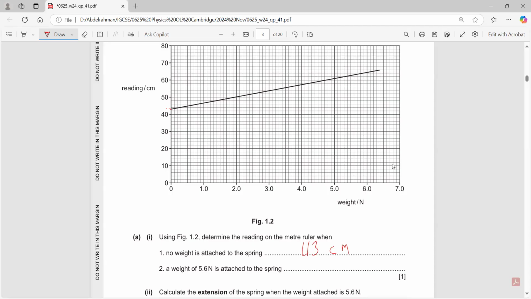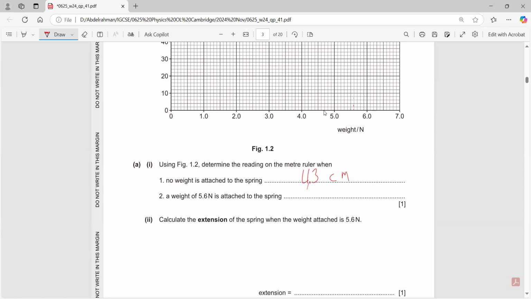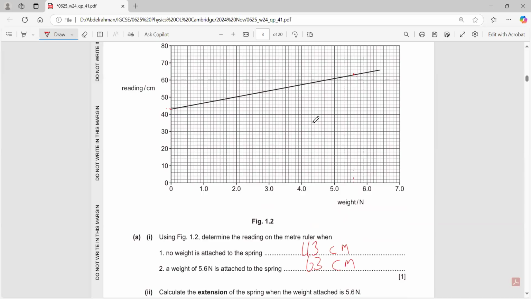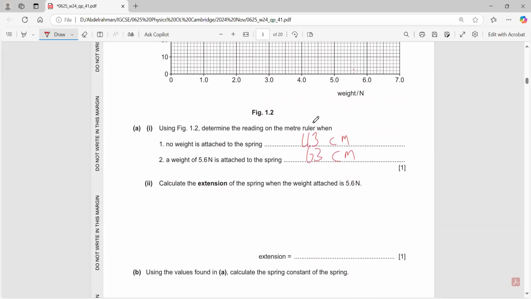So this is 5.5, 5.6, and then we can draw a line. 5.6 would be exactly at this point. Again, it's between 62 and 64, so it is 63 centimeters. Okay? Now, can I find the extension when the weight is 5.6?